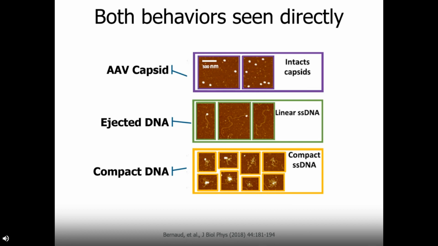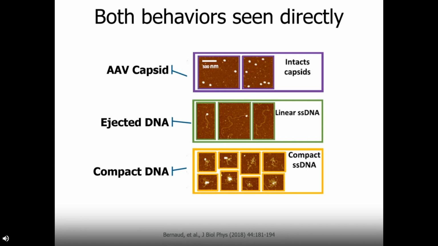In this case, the AFM data were captured after heating AAV to various temperatures. So at the top, we can see intact capsids as bright circles. And going down the slide to the green boxes, we can see those bright white circles with ejected DNA coming out of each one of them. The authors of this paper also point out that the length of DNA exiting the capsids is variable, and so that supports the idea that this DNA is in the process of exiting the capsid.